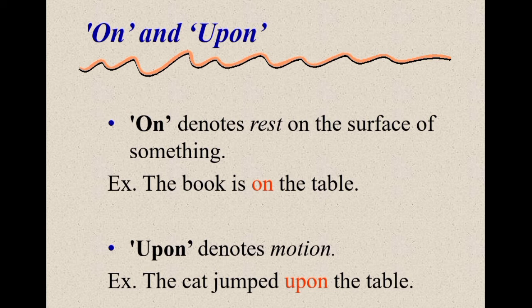Now upon denotes motion, means it is the same thing, but the difference is that it is on the surface and it is in motion. So the cat jumped upon the table. Okay, students. So while the motion is there, we will use upon, and while the particular thing is on the surface, then we will use the preposition on.